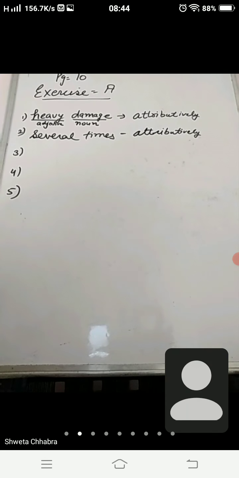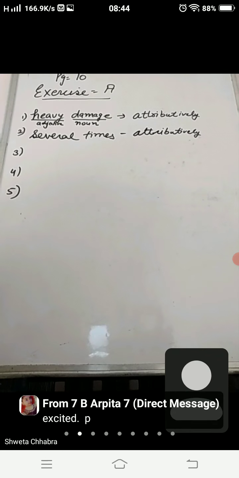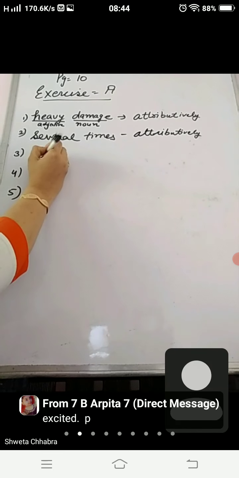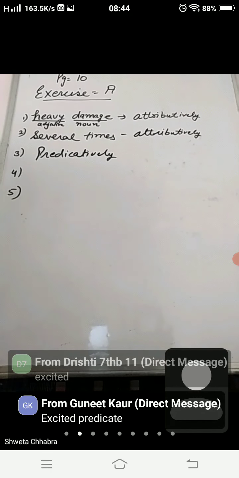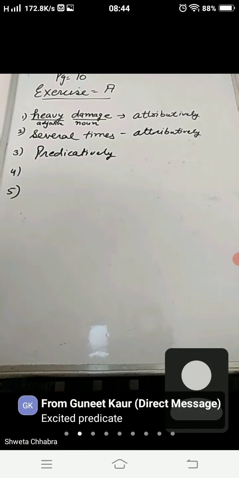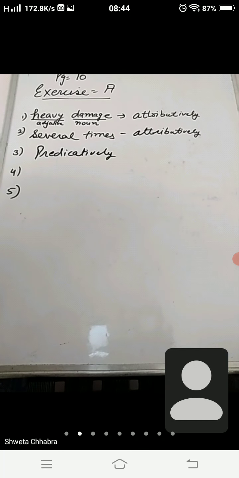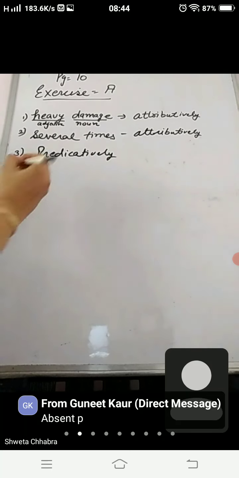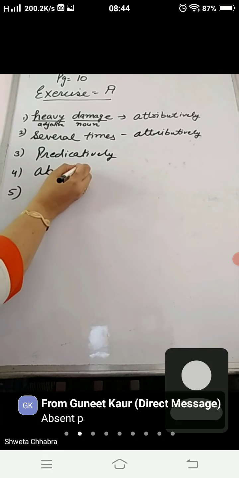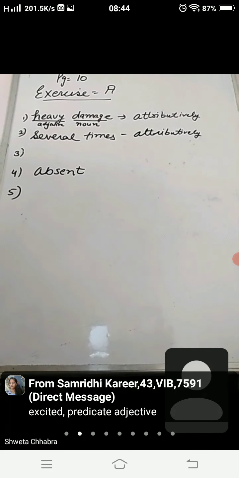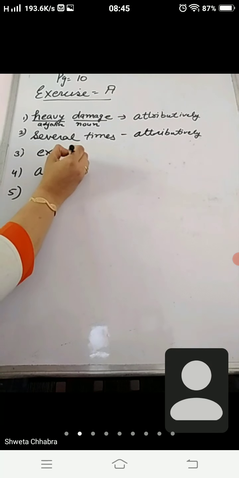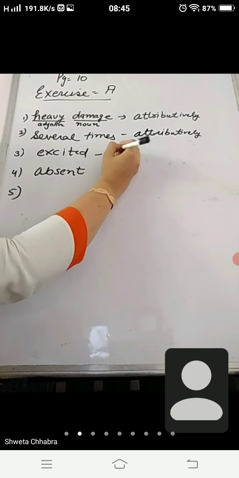Now tell me the third answer. Hurry up. Third answer. The children were excited about the picnic. Yes, it is predicatively. Why? Because they were excited. It is used for the predicate, for the verb. Money was absent last week. Was absent. What is the adjective here? Absent. What is the adjective in the third? Excited. So excited is used with a verb, so it will be predicatively.